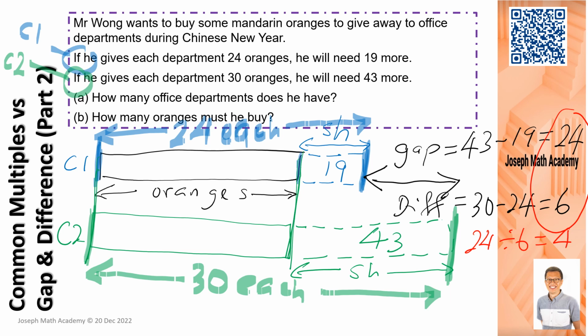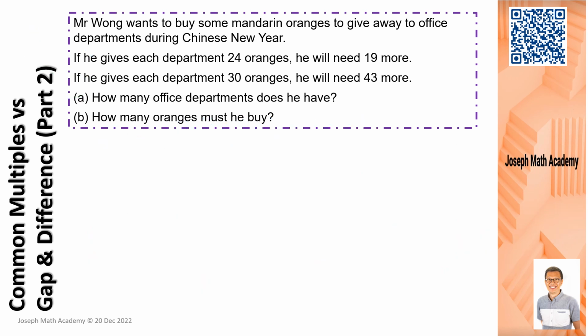So what is 4 to you? 4 to us is the number of office departments. Okay, so we have already answered part A. Part A is done. So there are 4 departments. Then how many oranges? Okay, we shall do that in the next slide. Now, so we know that part A is done. Mr. Wong has 4 departments.